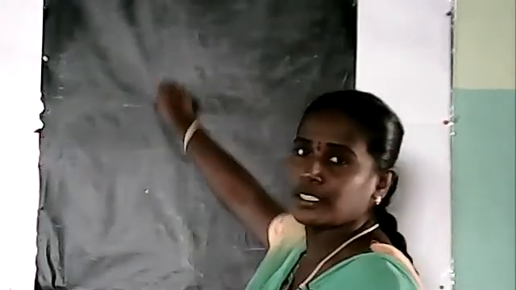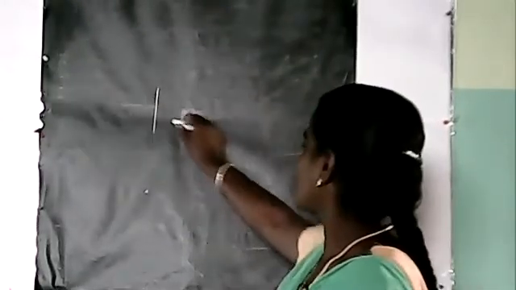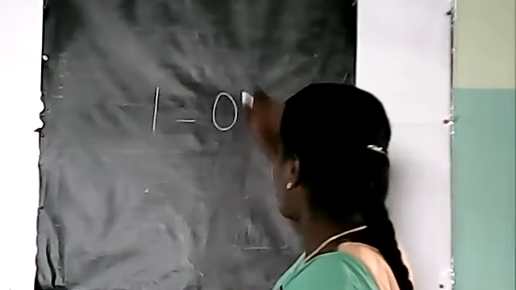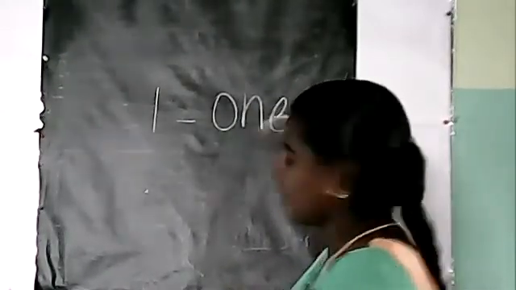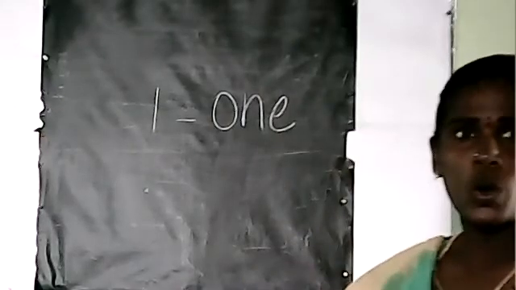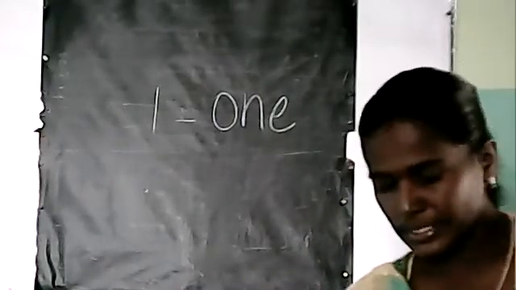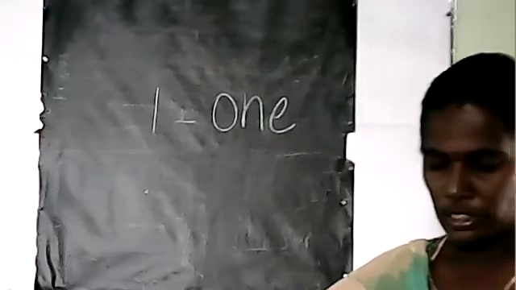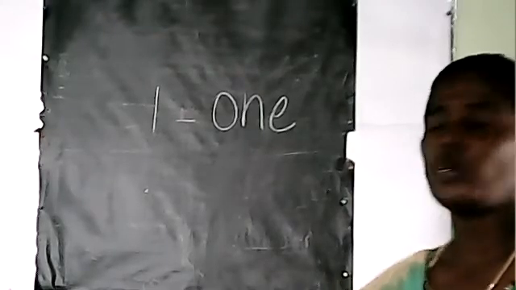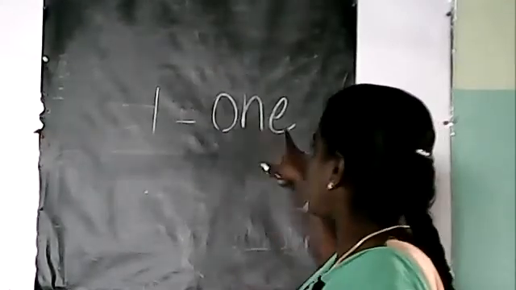So today we are going to learn the next number name. Already we have learned the number name for 1. Now tell me the number name for 1. O-N-E. This is the number name for 1. I told you to write in the rough note and see O-N-E, 1.